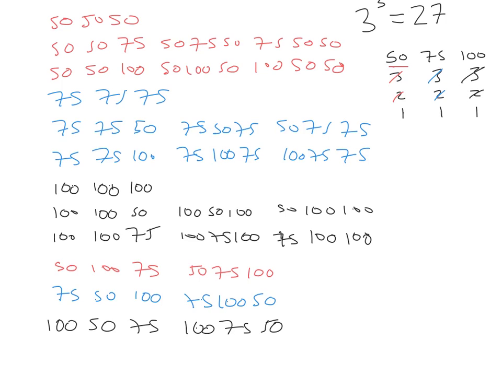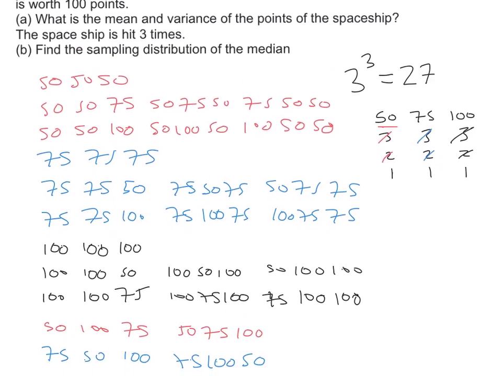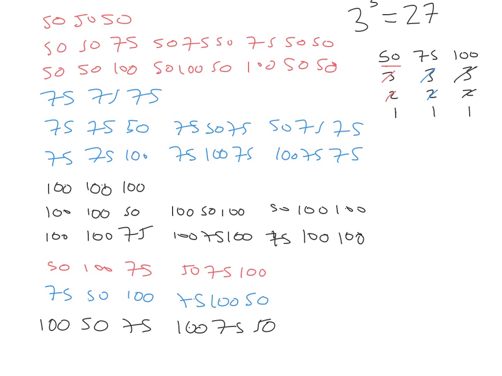We now need to find the median of each of these and then work out the probabilities. So the median of this first row is 50, same with this one here and this one here. If you were to take these samples and put them in order, so let's say we took this sample and put it in order, the middle number would be 50. On this one it's 75, there it's 75, and there it's 75, and on these ones it's 100.